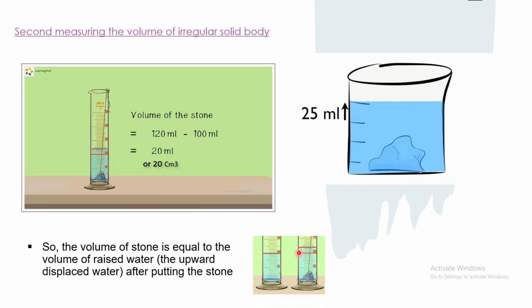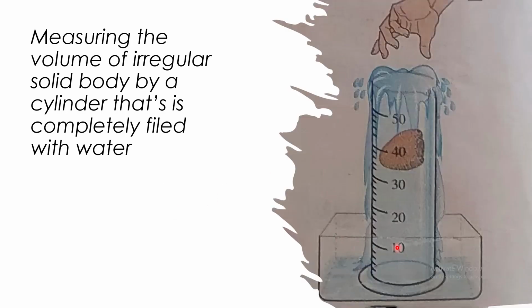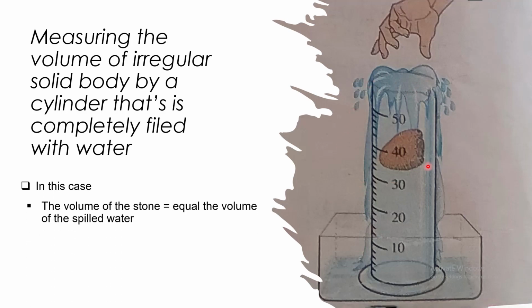This part is the part that the water is raised up in, so this part will be the volume of the stone. Moving to another point, which is measuring the volume of irregular solid bodies by using a cylinder, but this cylinder is filled completely with water. In this case, like we see here in this picture, after we put the stone, some of the water spilled out of the cylinder. So the volume of the stone will be equal to the volume of the spilled water.